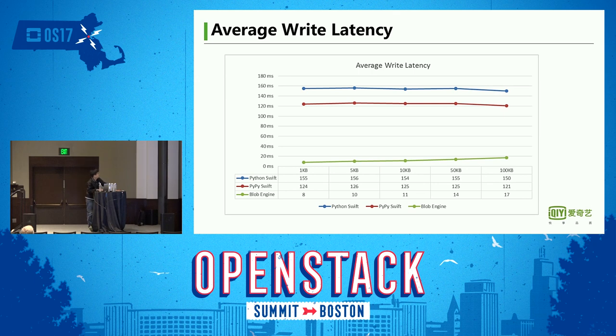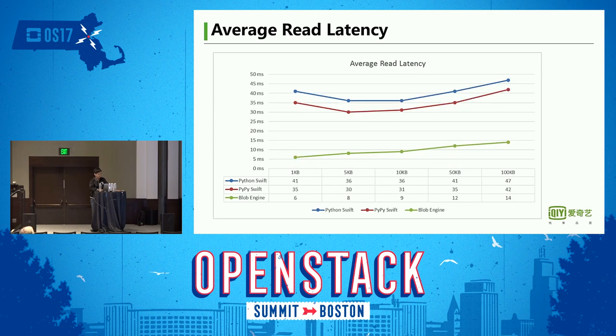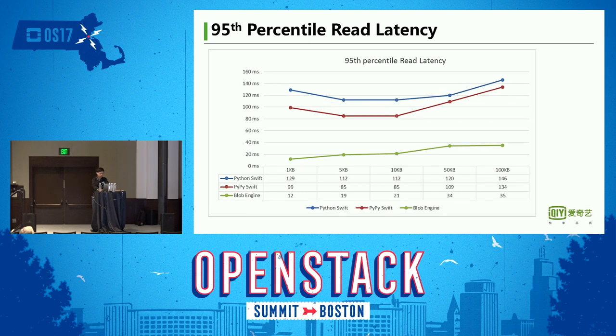This is the average write latency. We can see that almost an order of magnitude improvement could be gained. And the situation is similar in the 95th percentile calculation. The gap in read latency is closer, but the blob engine is still better. Similar in the 95th percentile read latency.